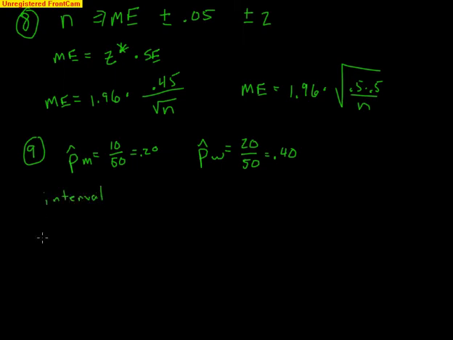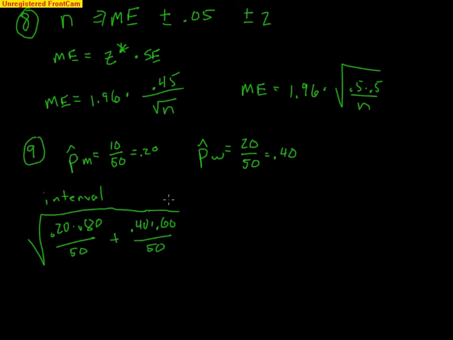If we were doing an interval, we would use the standard error formula where we treat them separately. Men, 0.2 times 0.8, sorry for my handwriting, divided by 50, plus women, 0.4 times 0.6, divided by 50. That would be the standard error formula for an interval. And you could calculate that.